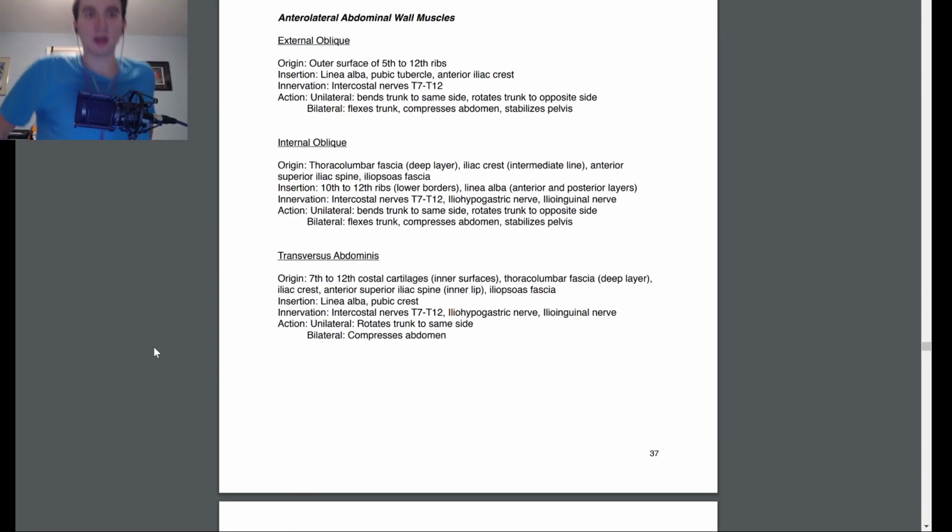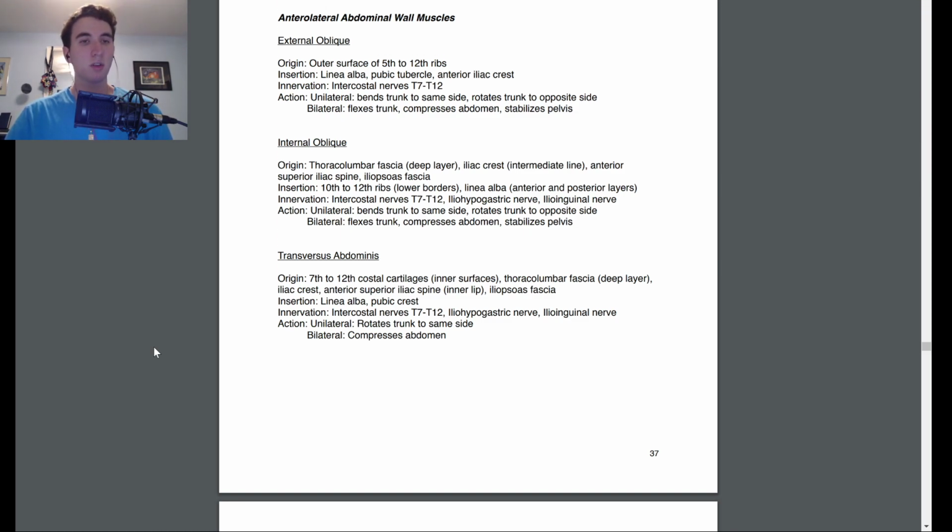And now we're on to the anterolateral abdominal wall muscles. So the front sides. So our first one is the external oblique, which originates at the outer surface of 5th to 12th ribs. It inserts at the linea alba, pubic tubercle, and anterior iliac crest. Innervation is caused by the intercostal nerves T7 to T12. And the actions unilaterally, it bends the trunk to the same side and rotates the trunk to the opposite side. And bilaterally, it flexes the trunk, compresses the abdomen, and stabilizes the pelvis.